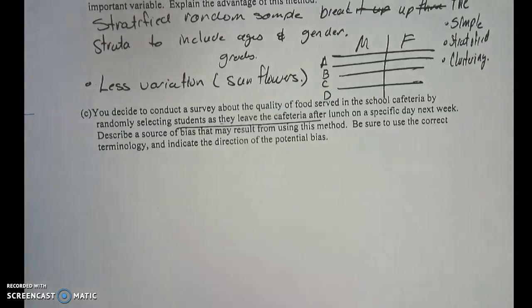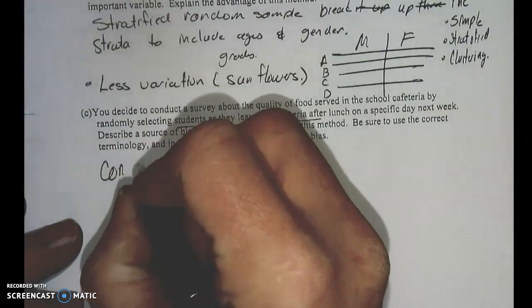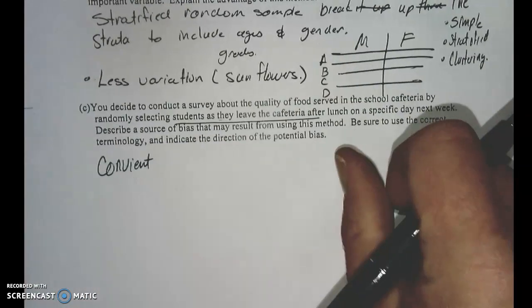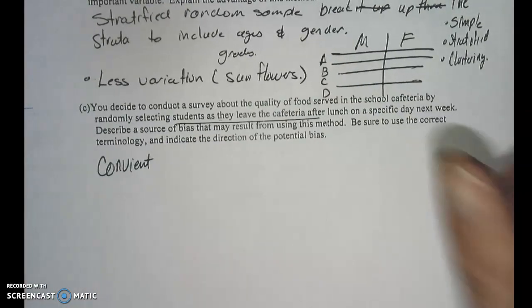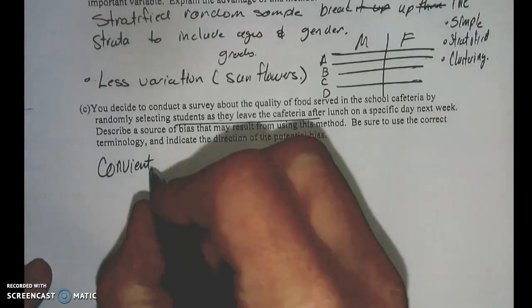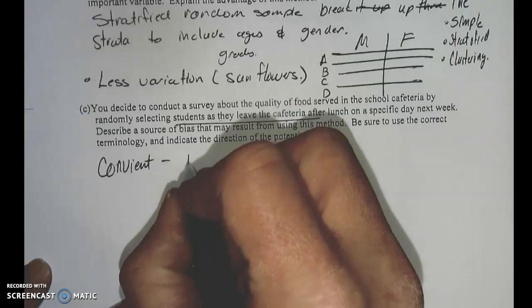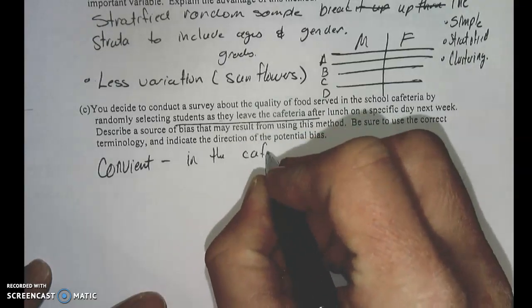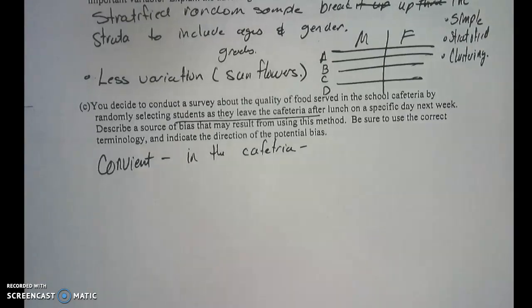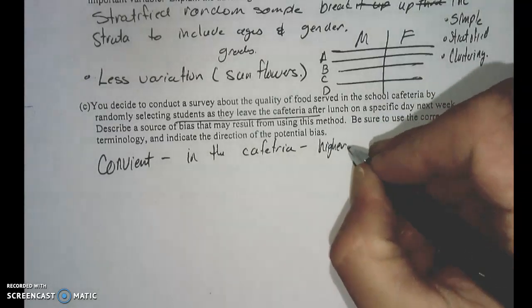Okay, so let's start with, I think, the first one that popped in my head was convenience. I misspelled it. Close enough. Why is this convenient? So if they're already in the cafeteria, right? What's going to happen to our survey? Is it going to be higher or lower? It's going to be higher, okay? Because they're already eating there.